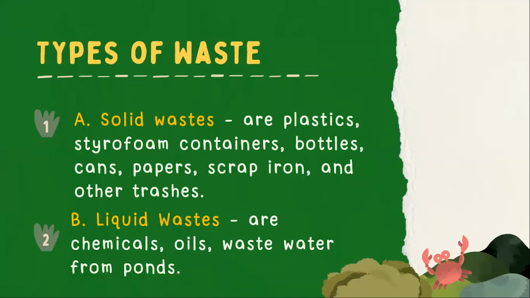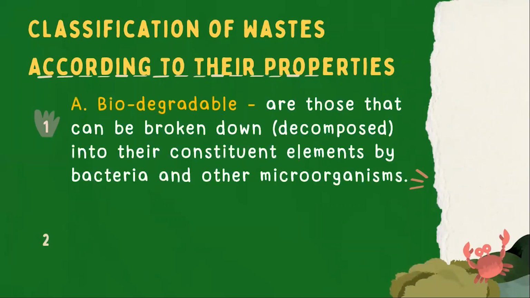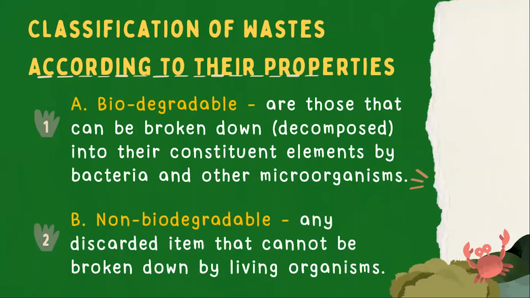The classifications of waste according to their properties. The first one is biodegradable, those that can be broken down or decomposed into their constituent elements by bacteria and other microorganisms. The term can be applied to both liquid and solid. Examples of this are human and animal waste, food waste, paper, and agricultural waste. Next is the non-biodegradable, any discarded item that cannot be broken down by living things. So non-biodegradable trash accumulates in the environment because it cannot return to its origins.